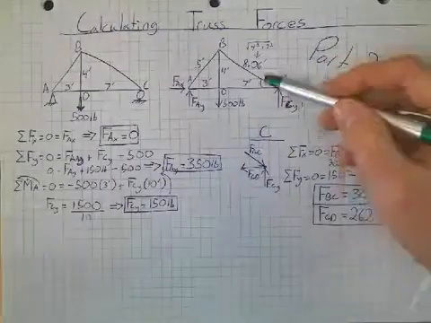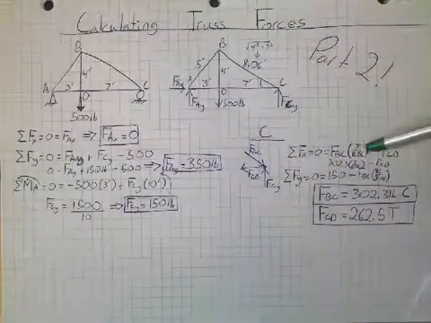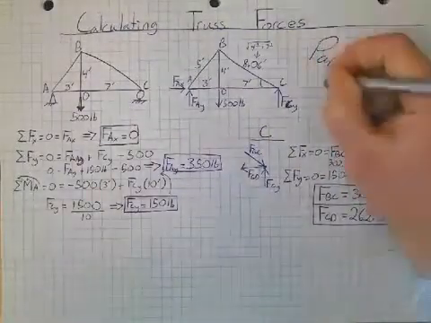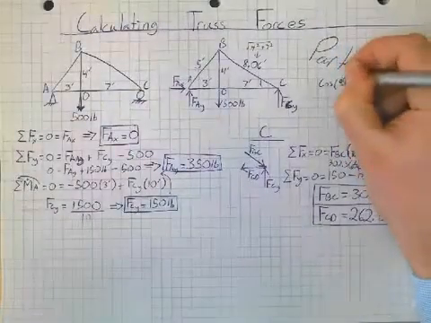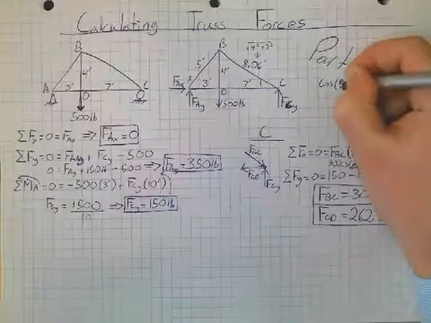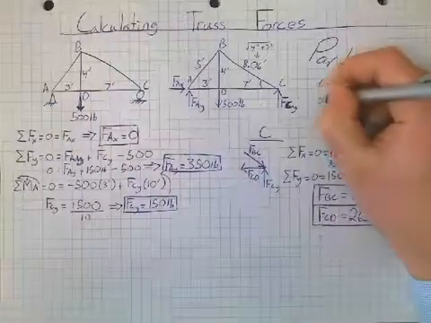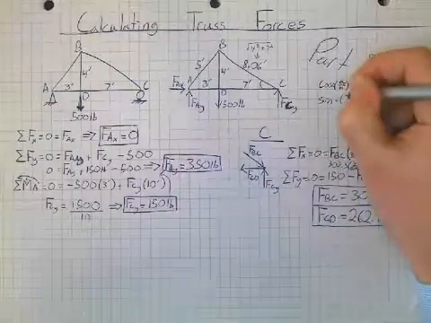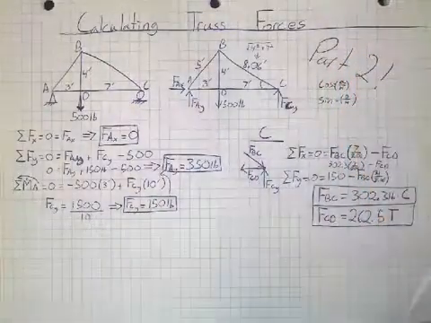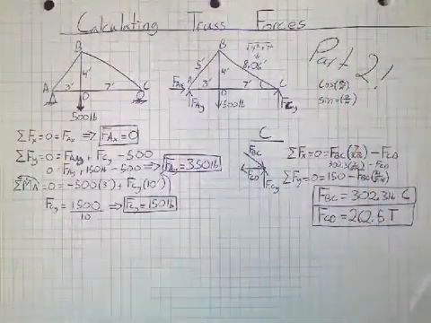And because I don't have an angle, I use the formula for sine of theta and cosine of theta. So cosine, remember, is adjacent over hypotenuse. Sine is equal to opposite over hypotenuse. Okay? So now I have C done.